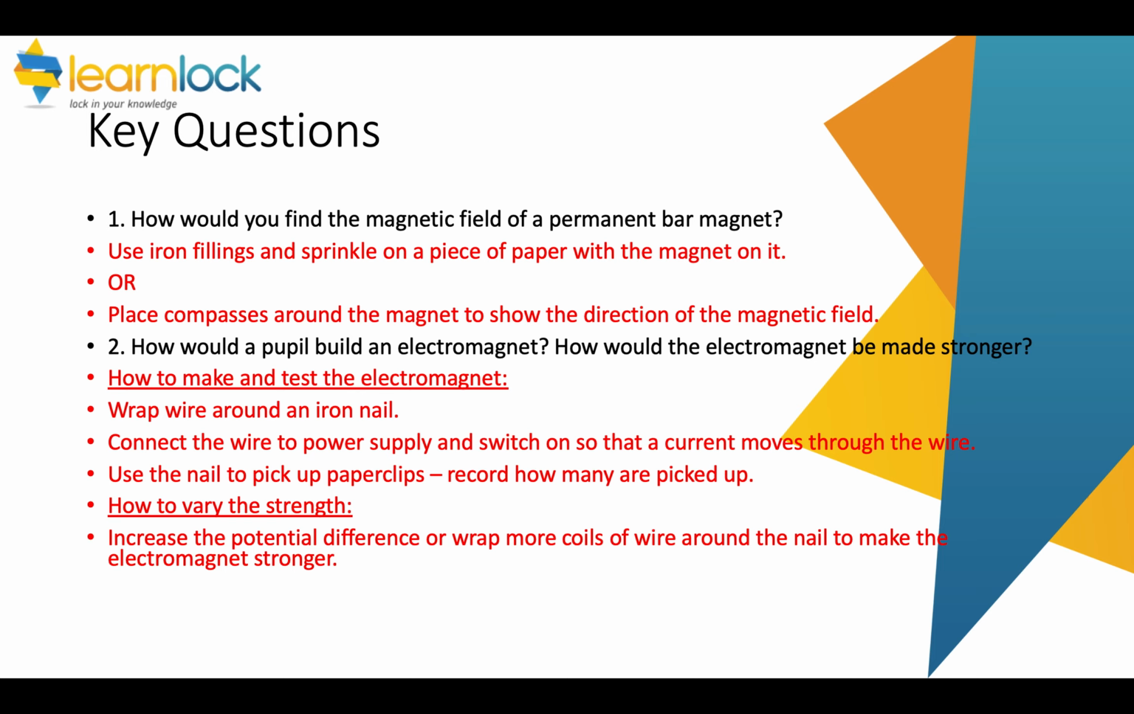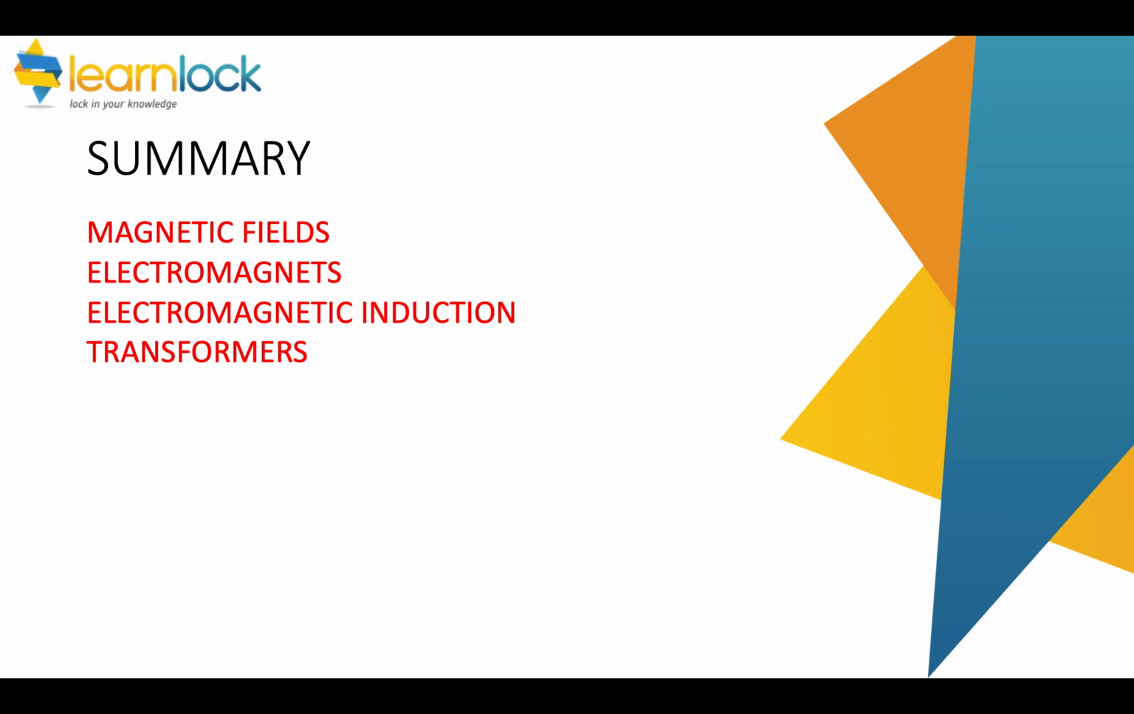You can vary the strength by either increasing the potential difference on the power supply or wrapping more coils of wire around the nail, and that will make the electromagnet stronger. In summary, we've looked at magnetic fields, electromagnets, electromagnetic induction and transformers.